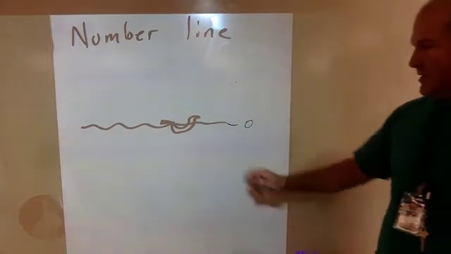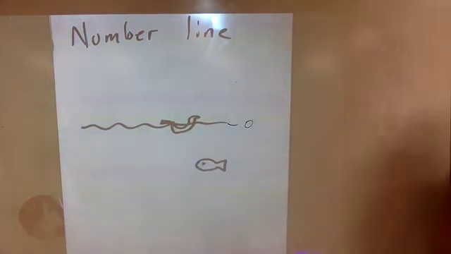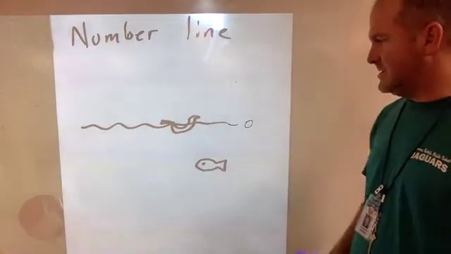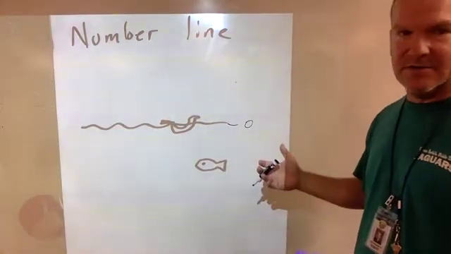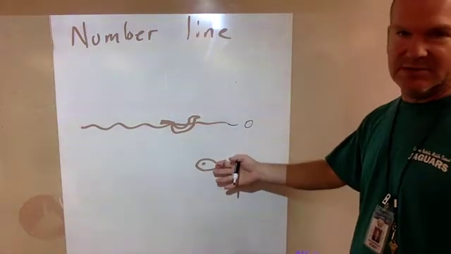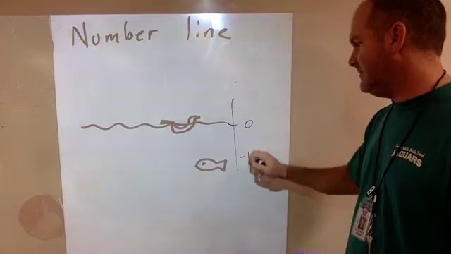Let's say the bird sees a little fishy down here that it thinks looks really yummy, and it dives down to get that fish. Then it's going below sea level. It's in negative territory. So it might be 10 feet below sea level, that fish. That would be negative 10.